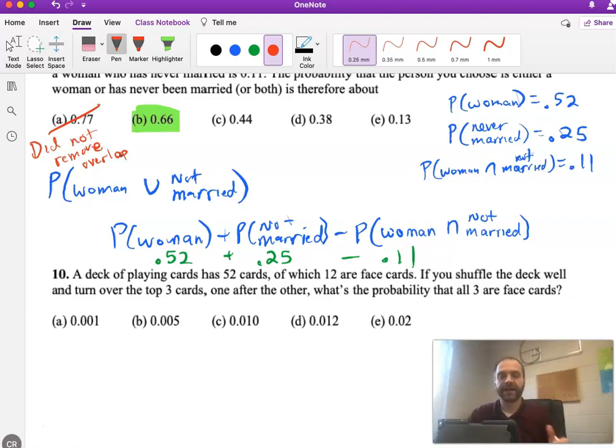Now number 10, the last one. You have a deck of cards, 52. There are 12 face cards in a whole set. That's nice that they tell us that. The jack, the queen, the king. So there are 3 face cards for each suit, 4 suits, 3 times 4, fundamental counting principle, 12. If you shuffle and turn over the top 3 cards, one after the other, this phrase, one after the other, is the idea of without replacement.